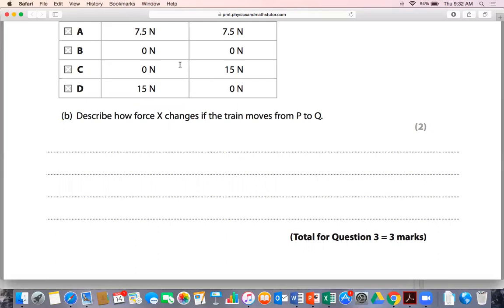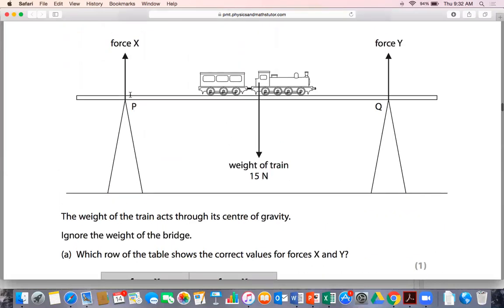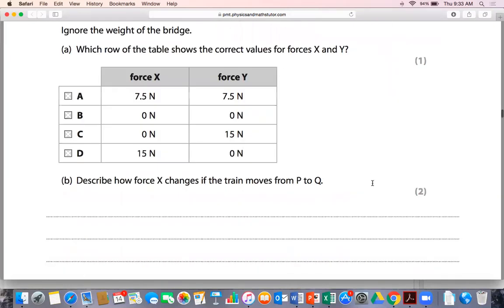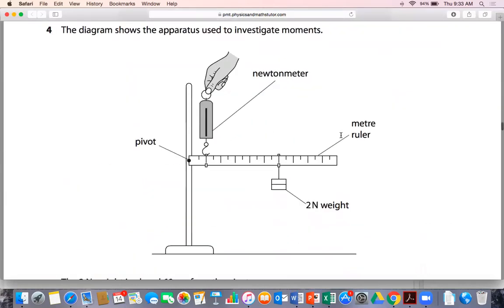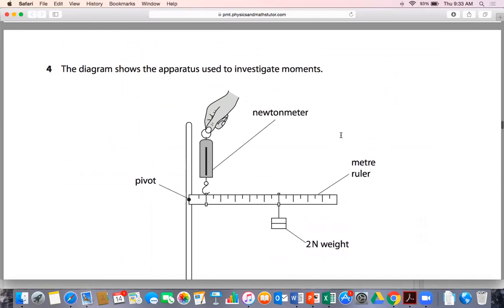So let's say it starts here, right? So all the 15 Newton will be here. And then as it goes across, it will go to 0. Now the train is in the center, so the forces are balanced. But when it goes to one side and then to the other side, it will go from 15 to 0.